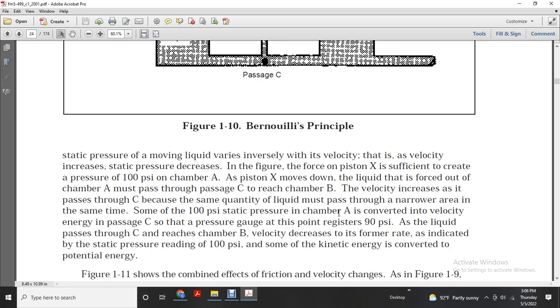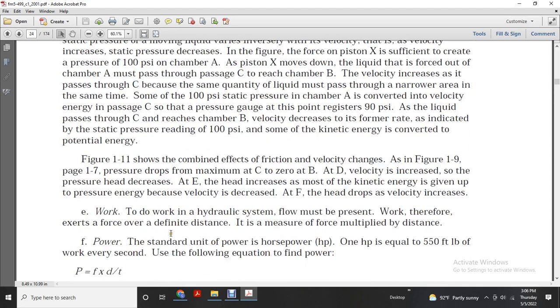The force on piston X is sufficient to create 100 psi in chamber A. The piston moves down and the liquid is forced out of chamber A, moving through passage C and reaching chamber B. The velocity increases through passage C because the same quantity of liquid passes through the narrow area, and at the same time the 100 psi static pressure in chamber A is converted into velocity energy. Passing C, the pressure gauge registers 90 psi. When the liquid passes C and reaches chamber B, velocity decreases to the former rate, indicated by the static pressure reading of 100 psi. Some of the kinetic energy is converted into potential energy.